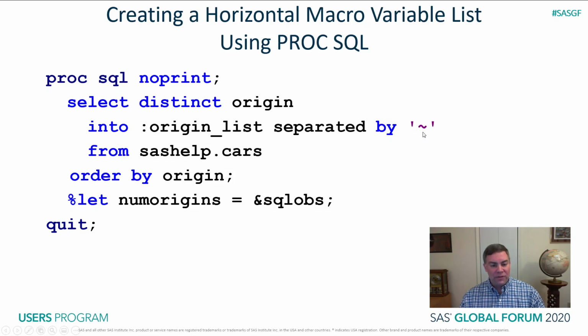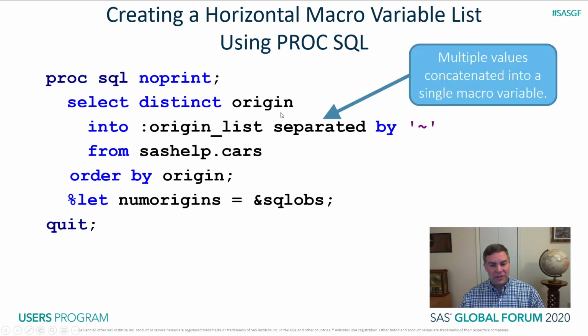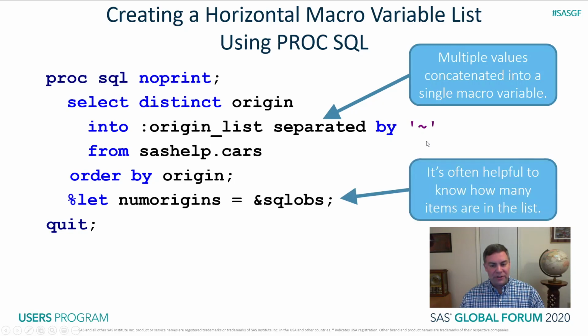That will take all of the values that are returned and it will string them out in a single macro variable separated by tildes. And you'll notice I used the select distinct keyword here because there are many records in sashelp.cars, about 400 I think, and each of these values of origin is repeated many times. We only want one copy of each unique value in our list that we're going to use for later processing. So we say select distinct origin. There are three distinct values in there. We concatenate them into a single macro variable separated by tildes.